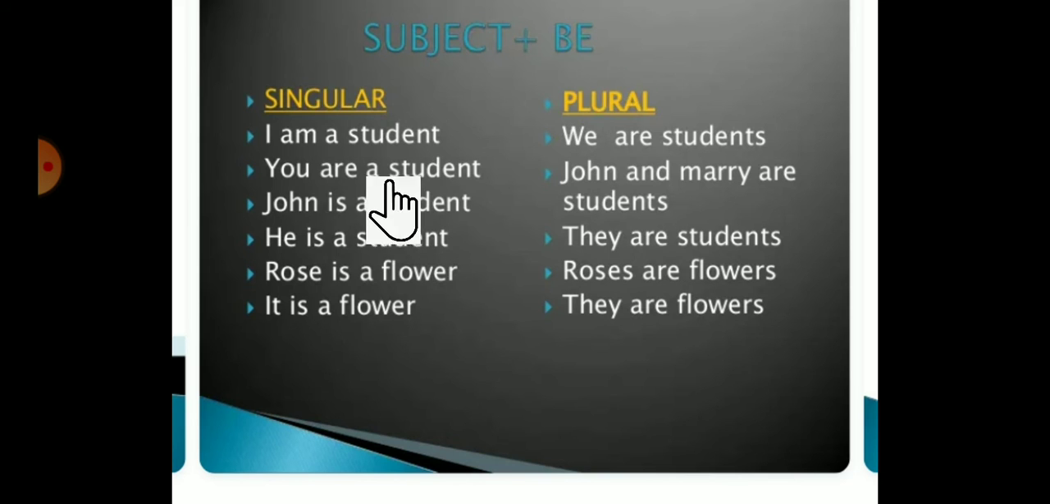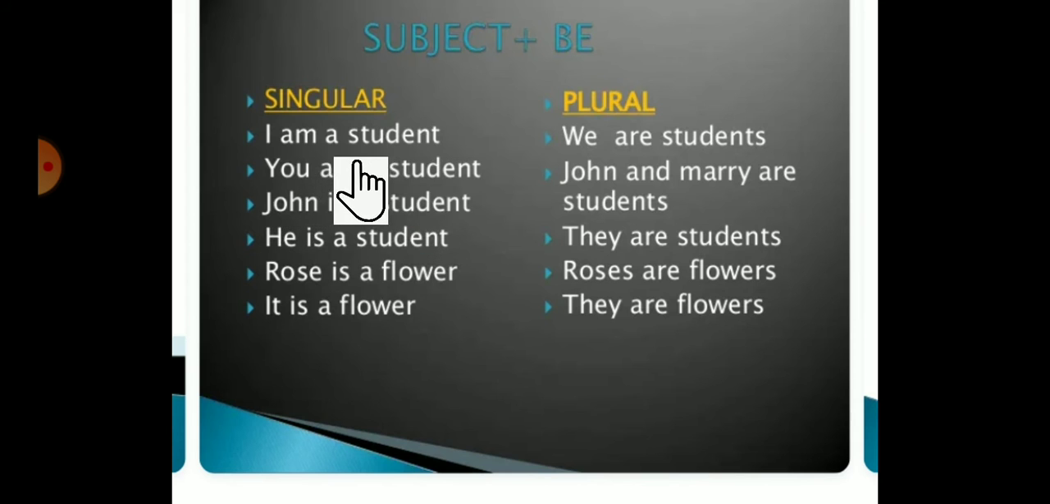We have 2 columns, one for singular and another for plural. What is the difference between singular and plural? Singular means only one. Plural means 2, 3, 4, 5, 6, till infinity, which is more than one. Understood? So here we have a singular subject sentence.